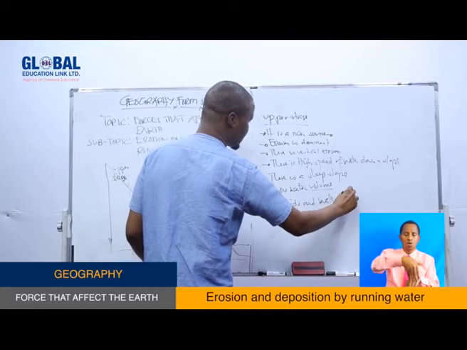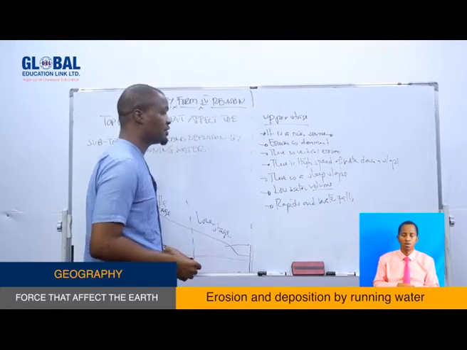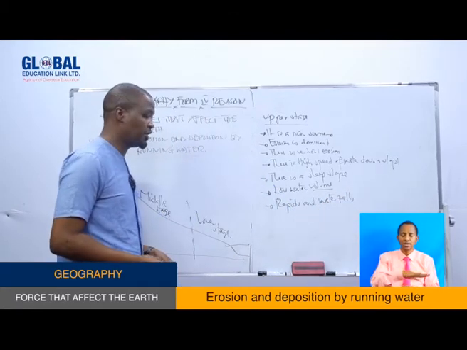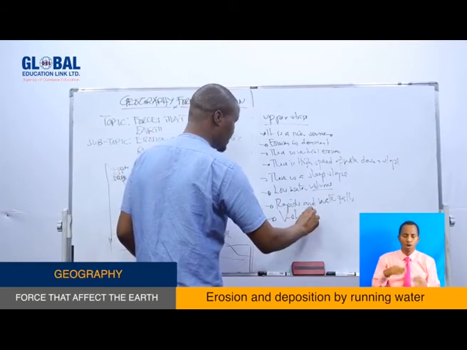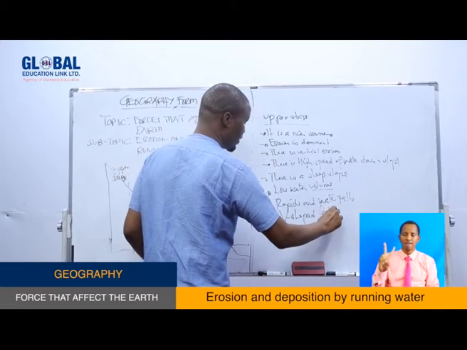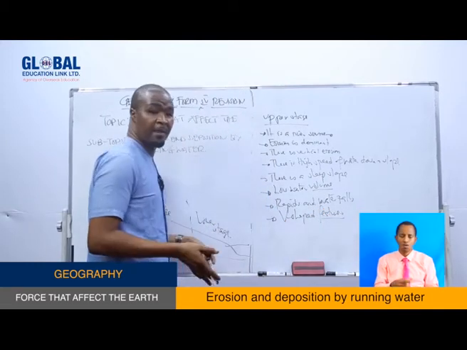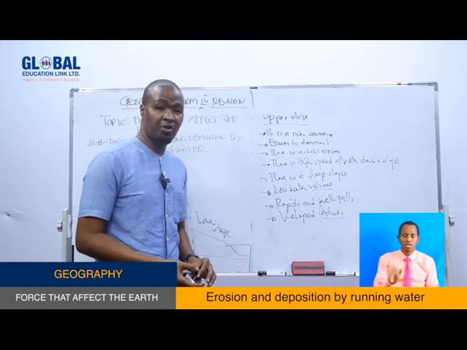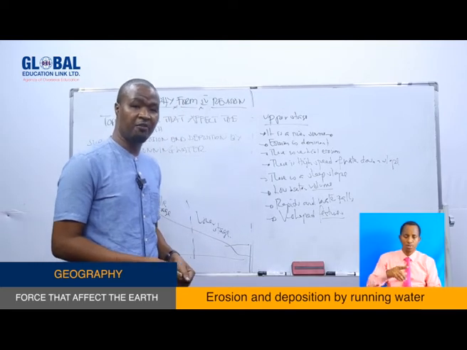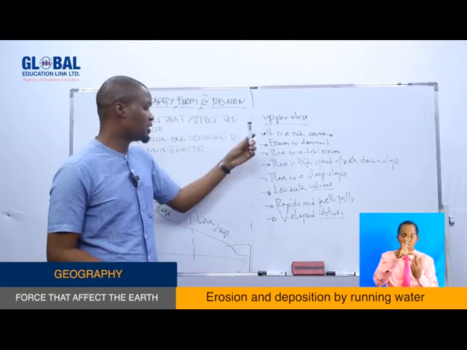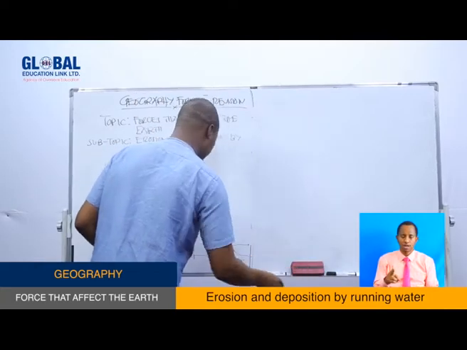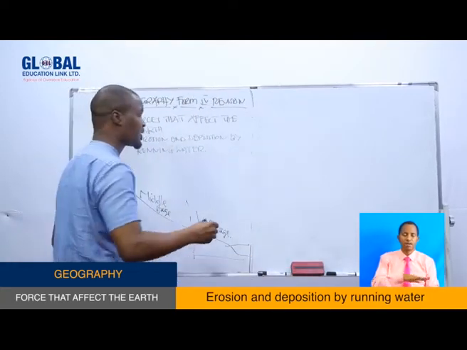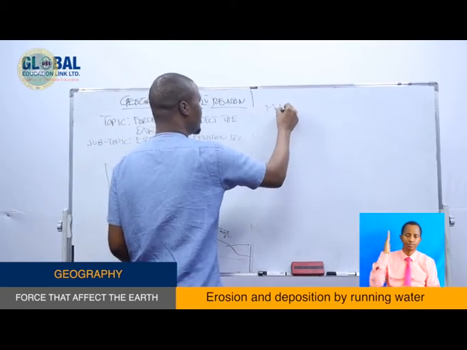These are the main characteristics of the upper stage. We have the V-shaped features. Why? It means the valley has undergone vertical erosion and turned into a V-shaped valley. These are the characteristics of the upper stage. Now the characteristics of the middle stage.